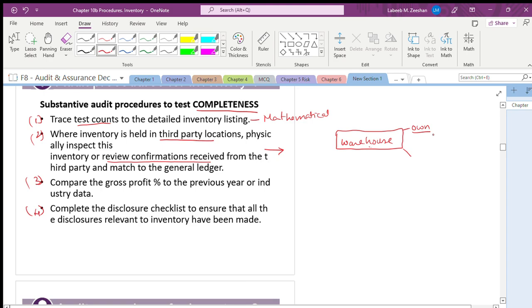You should not say that you work at a head office and are not supposed to go to the warehouse. No, physically you have to go to the warehouse. You have to see the inventory, review the inventory, and most importantly, match it with the general ledger.